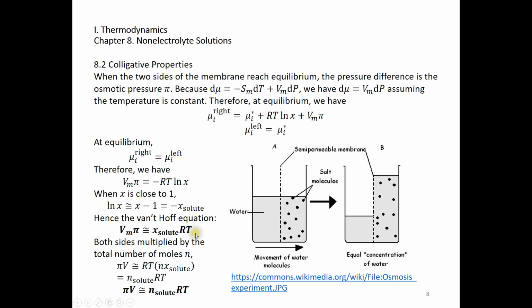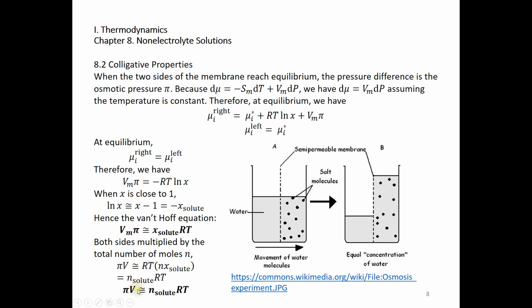It's a bit hard to memorize the equation, but we can multiply both sides by the total number of moles N on the right hand side, and then we have pi times V, where V is the total volume, equals RT times N times the mole fraction of solute. This is simply the number of moles of solute. Alright, so we have this equation.